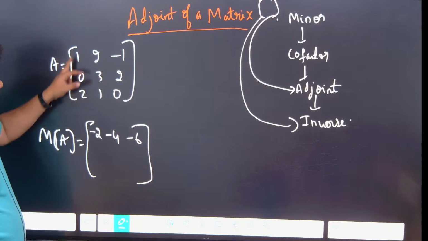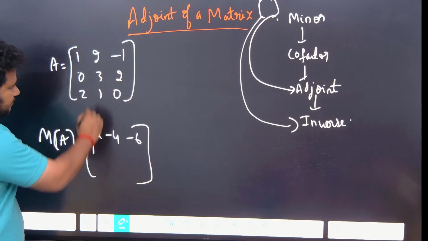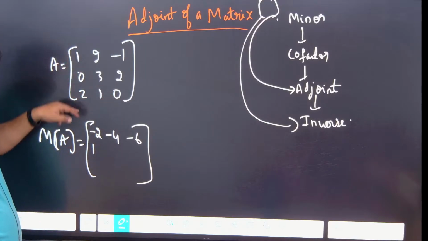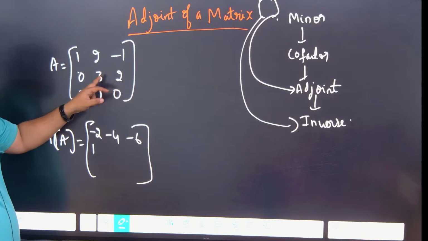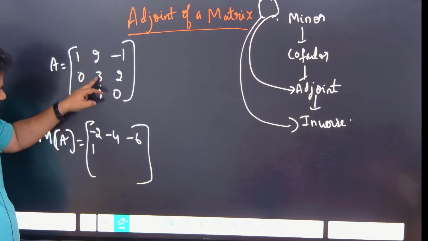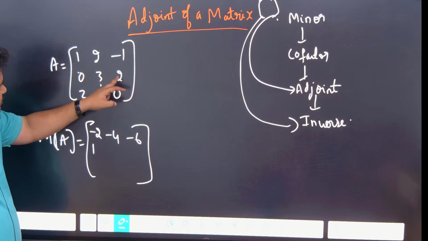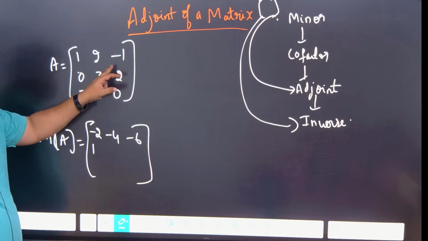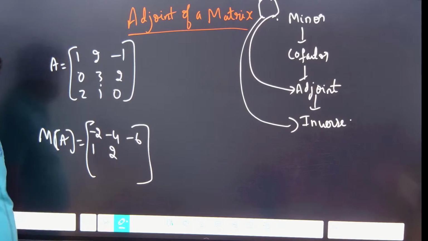Now this one, taking the remaining elements, 2 into 0 minus 1, so this will be 1. Minus into minus, plus 1. Next, this one: removing its row and column, 1 into 0 is 0 and 2 into minus 2, but minus is already there, so this will be plus 2.